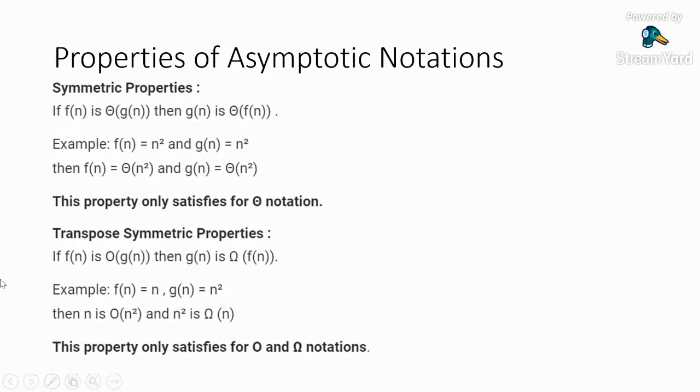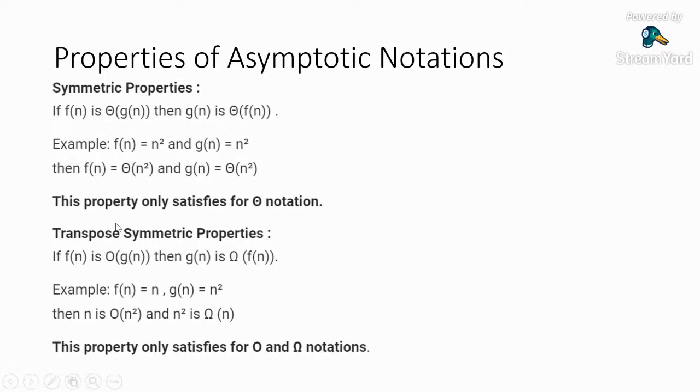So f of n is theta of g of n, then g of n is theta of f of n. See the example, both are n square. So we can say f of n is theta of g of n, and g of n is also theta of f of n. Okay, but this is not true in case of order of notation or in case of omega notation, because if we take one example of order of notation, then we can say that n is order of n square, but vice versa is not correct. We cannot say n square is order of n.